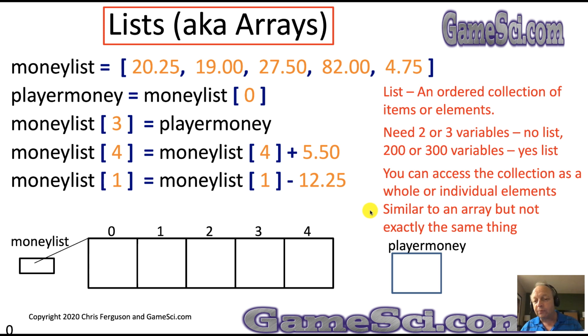Lists are similar to an array in other programming languages, but not exactly the same thing. A list is much more dynamic. An array is usually a set, fixed size. A list is very dynamic and can grow as needed.